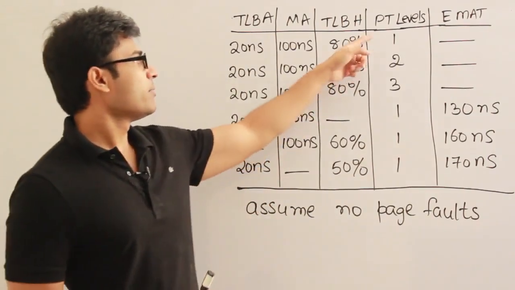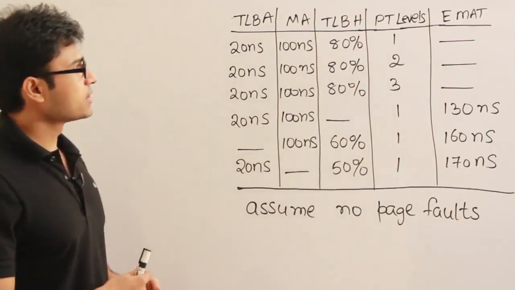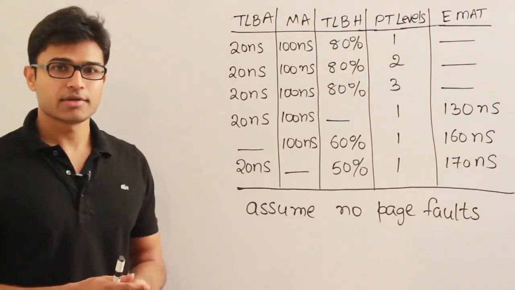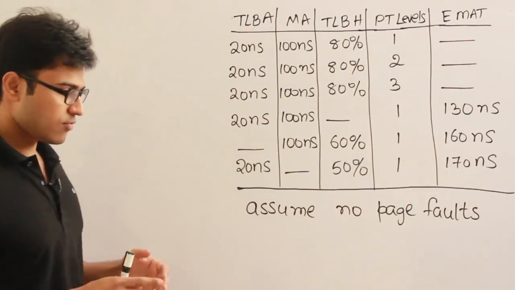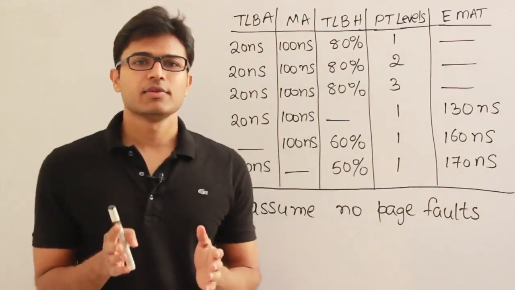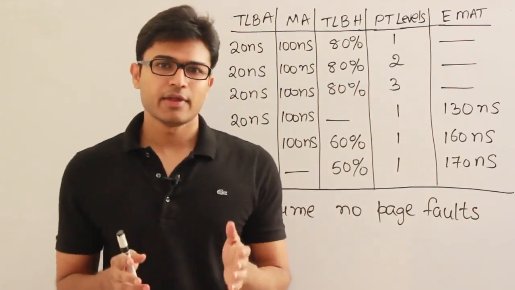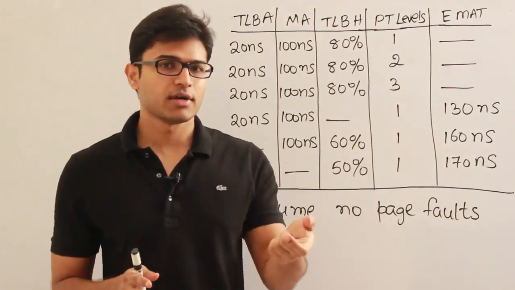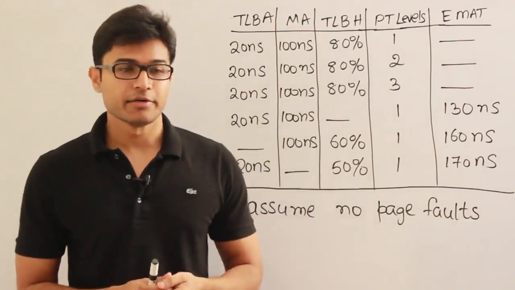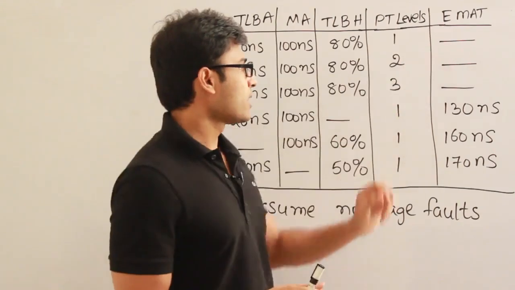And now page table levels. This is a parameter which will also affect the effective memory access time. The reason is, if I have more page table levels, in case the entry is not present in the TLB, then I might have to access the main memory many times in order to get the required page table entry. And then finally they are asking various things.